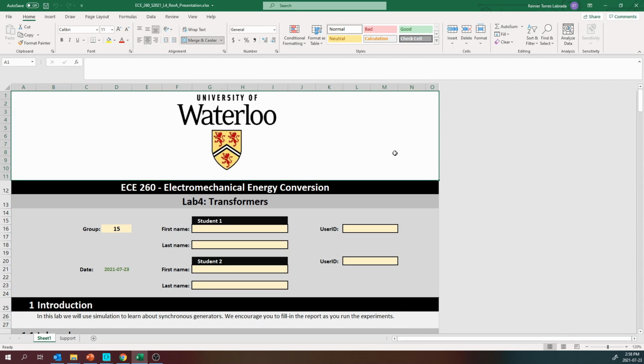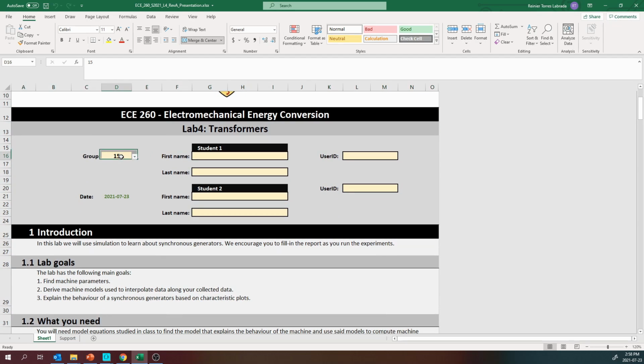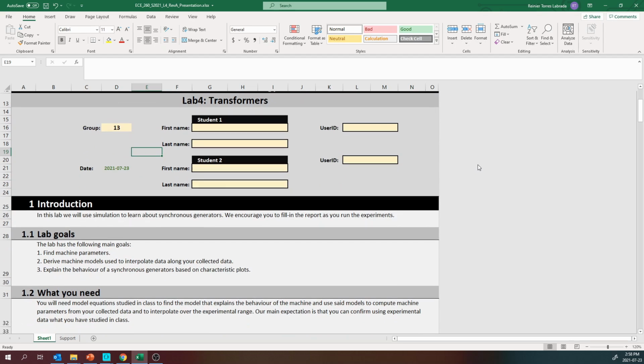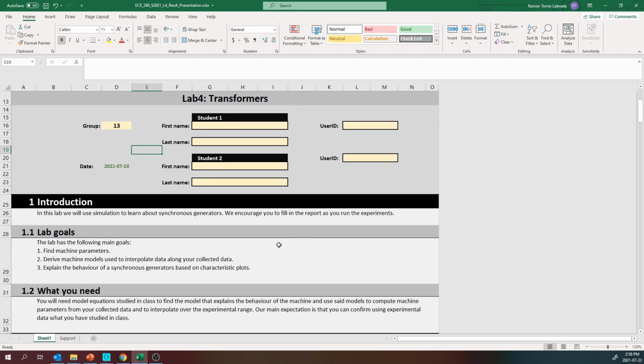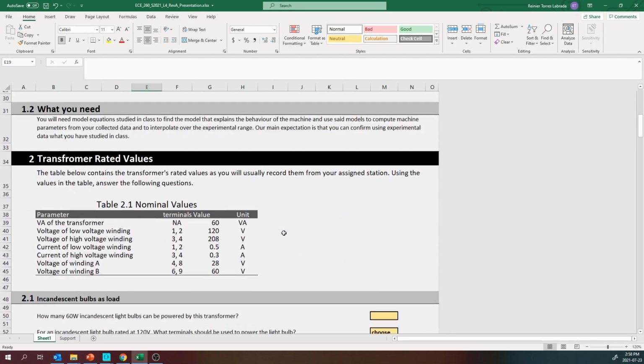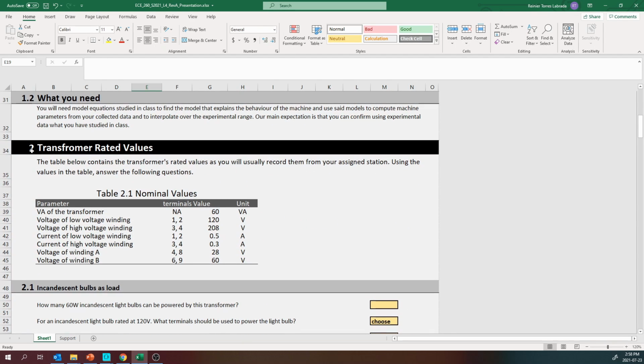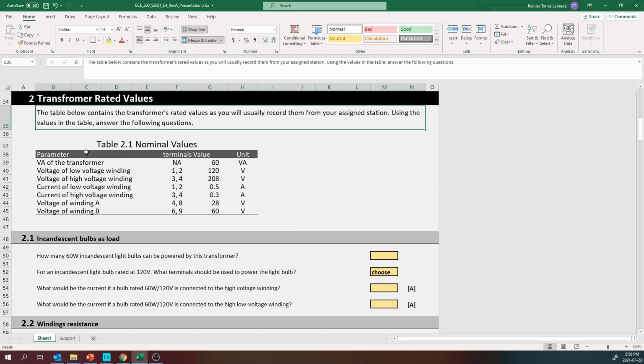So the template is kind of familiar format that you know. You need to choose a group number. I'm going to choose 13 here, and it has the goals of the lab and all that. So the first section where you have to do some work is section 2, and in this case we're giving you a table of nominal values for one of the transformers in our lab. So we're giving you the volt-amperes with the voltage of the different windings.